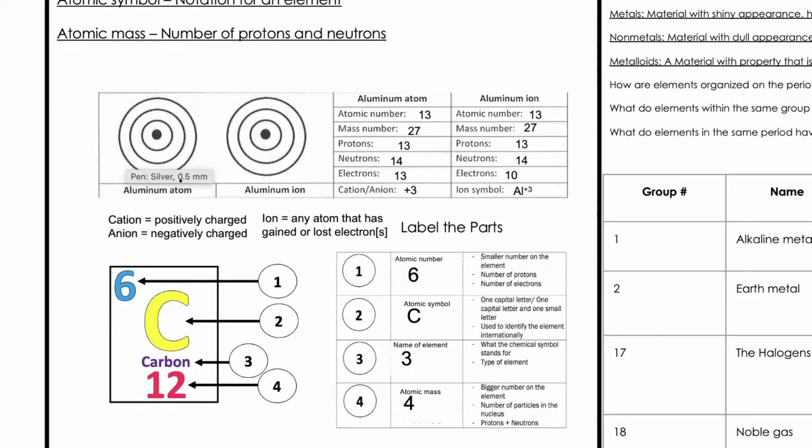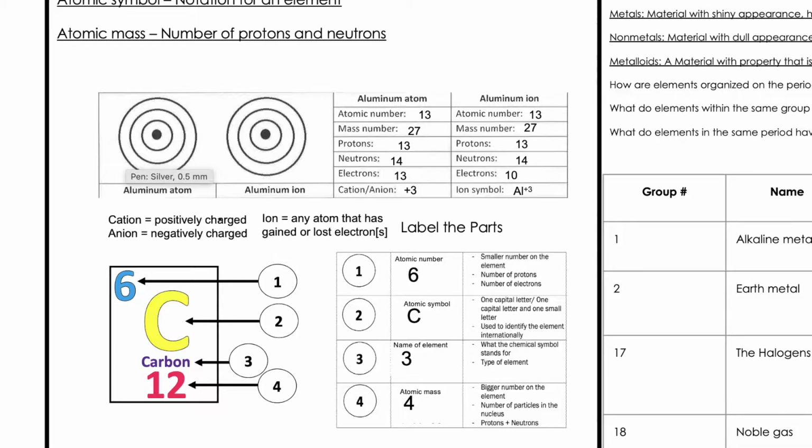Now let's talk about ions. An ion is any atom that has gained or lost electrons. So an ion forms when an atom steals an electron from another atom. It's not sharing. They're stealing, okay? They're the bad guys. Cation, positively charged ions. Anion, negatively charged ions.